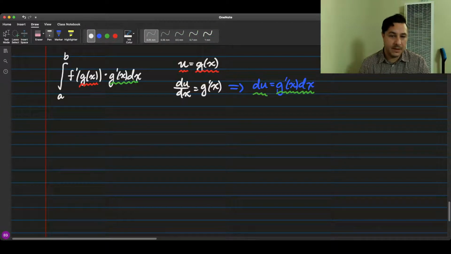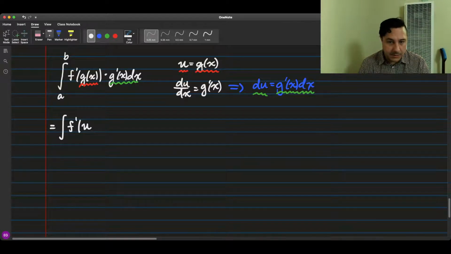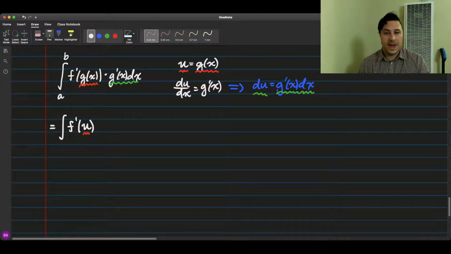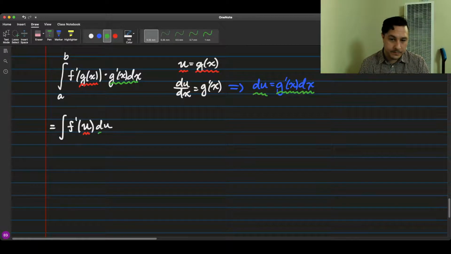So this definite integral will now be a definite integral where I have f prime of u. Remember, the g of x gets replaced with u, and my g prime of x dx gets replaced with du. Okay, so that's easier to look at. But the issue here is the bounds.